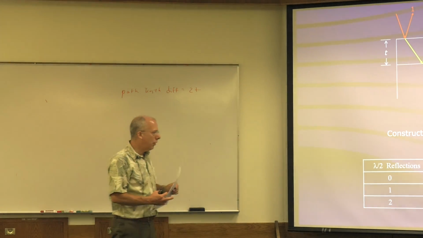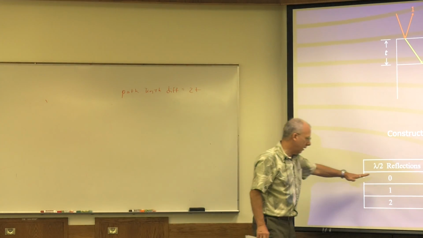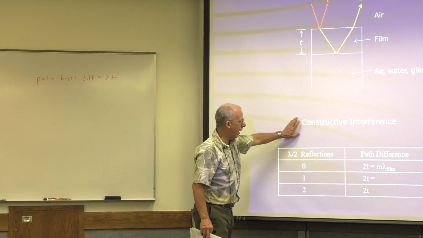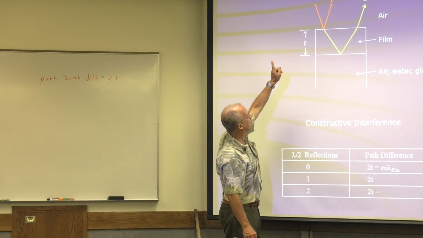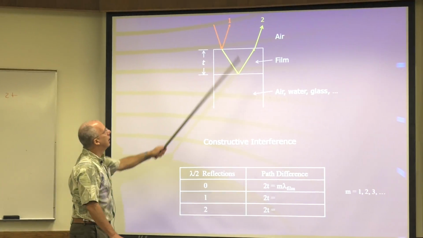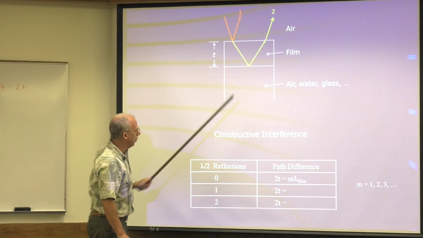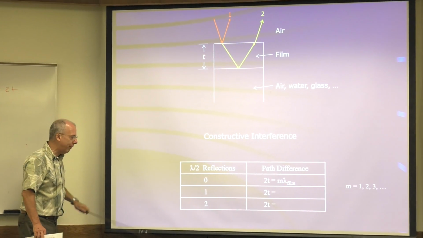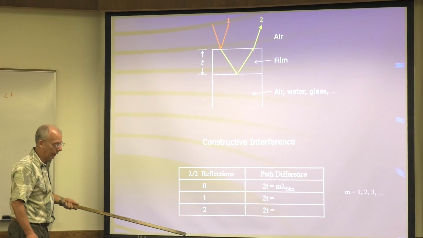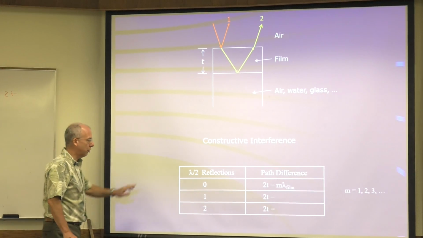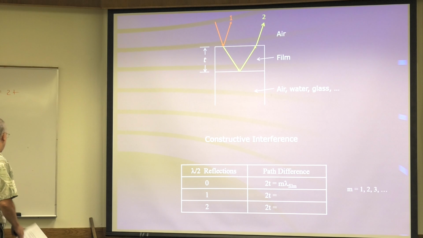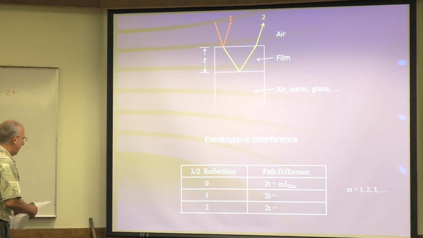All right, so what we're going to do is take each of these three situations. What we want now is for rays 1 and 2 to constructively interfere. After we do these three, we'll do the destructive case. But right now we want constructive interference, okay?